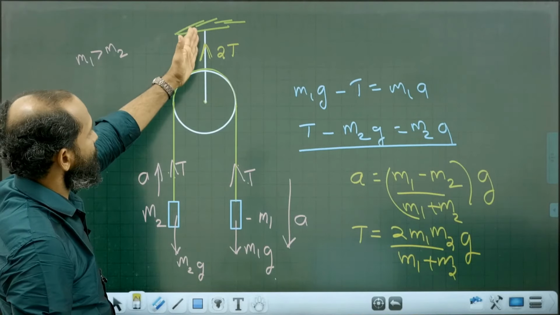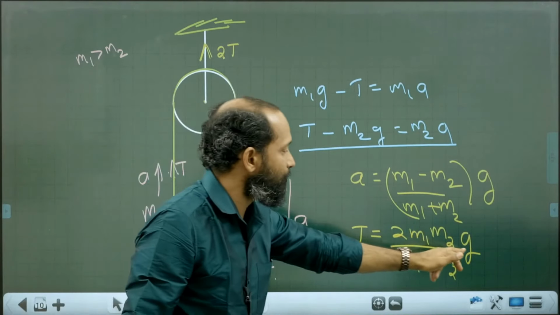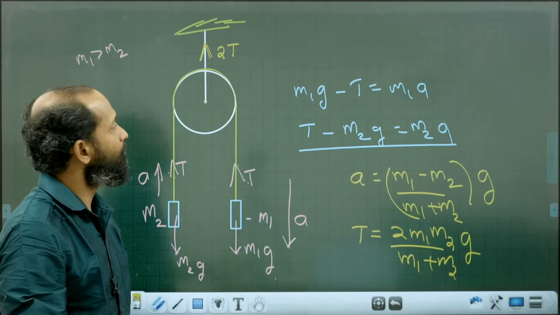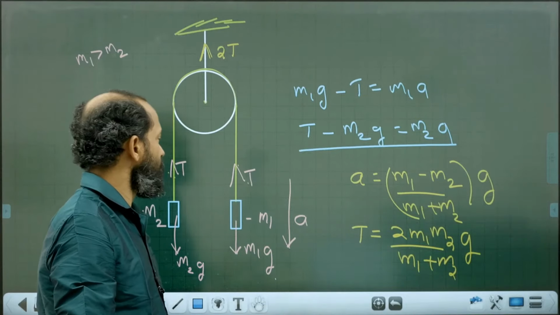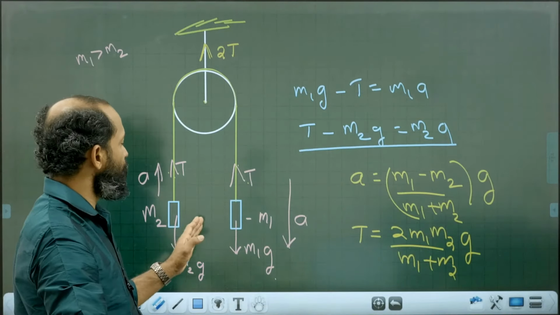Okay, that tension is 2T. So, that will be 4M1M2g divided by (M1 plus M2). That's all about a single fixed pulley system. Many questions can come based on this, including acceleration of center of mass of these systems.